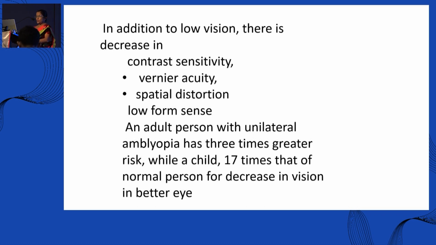In addition to low visual acuity, they also have decreased contrast sensitivity, reduced vernier acuity, spatial distortion, and low form sense. And an adult with unilateral amblyopia has a 3 times greater risk, but when it's a child, 17 times that of a normal person, of developing decreased vision in the better eye.